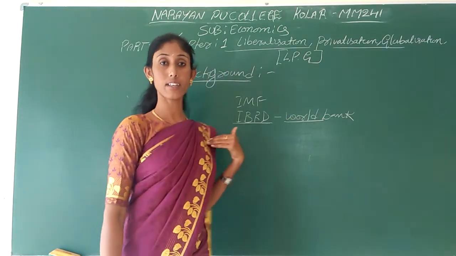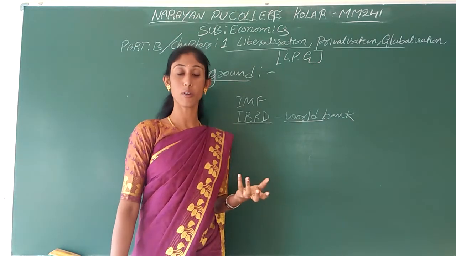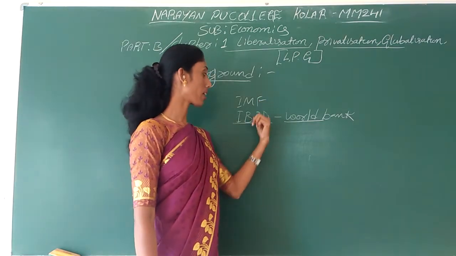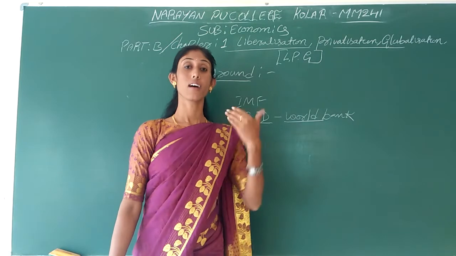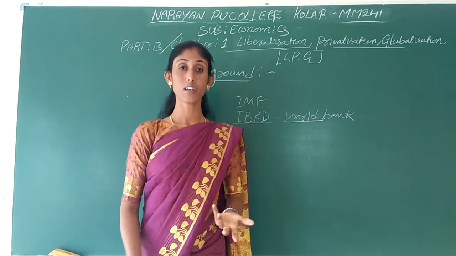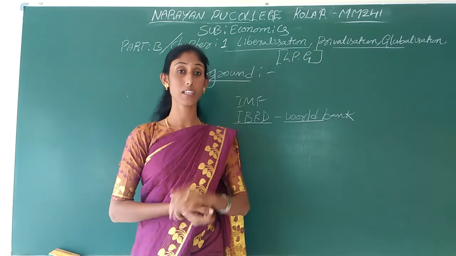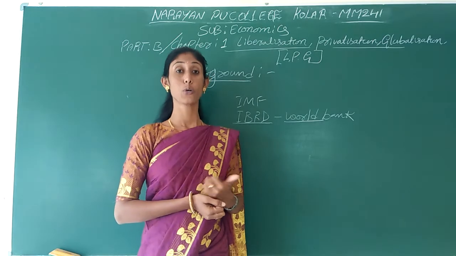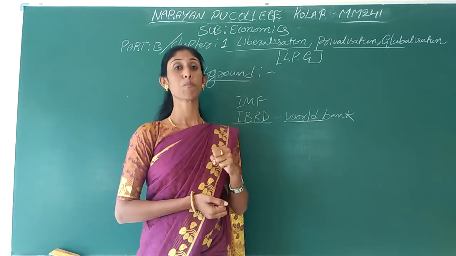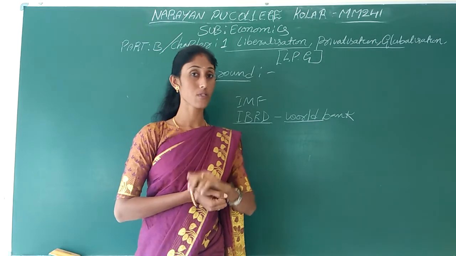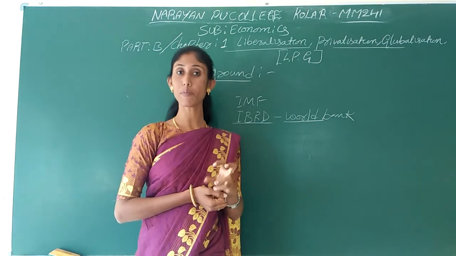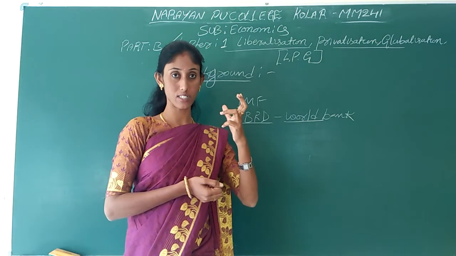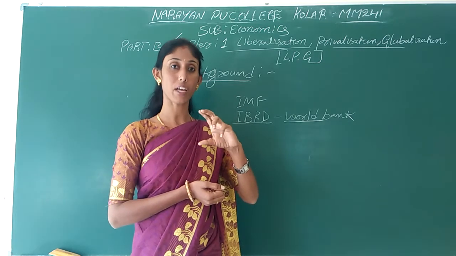The Indian government started borrowing from other countries, and also from the IMF and World Bank. But the IMF and World Bank gave debt of up to $7 billion, and suggested that the country adopt changes in the Indian economic system, because we all know that India adopted a mixed economy, but with a high role for the government sector and a lesser role for the private sector.